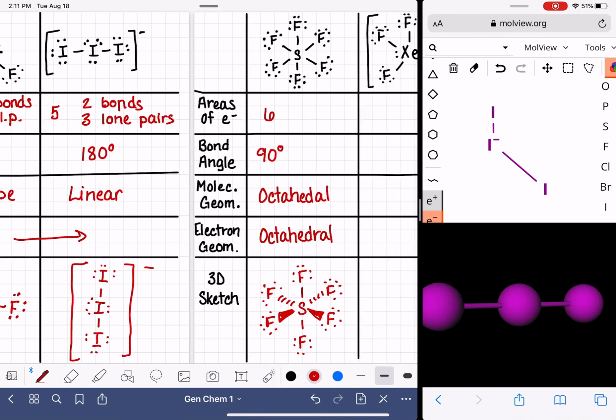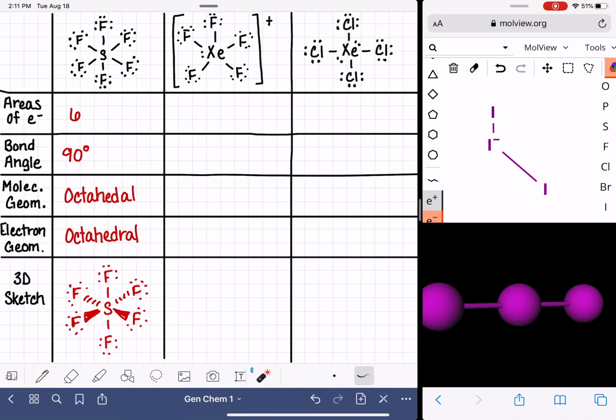Now we're almost done. Hang in there. We're on to 6 areas of electron density, and this is what we have seen so far. For our first example, we have 6 areas of electron density. 5 of them are bonds, and 1 is a lone pair. And the electron geometry is going to be octahedral because, again, electron geometry only depends on the total number of areas of electrons. It doesn't matter if they're bonds or if they are lone pairs.